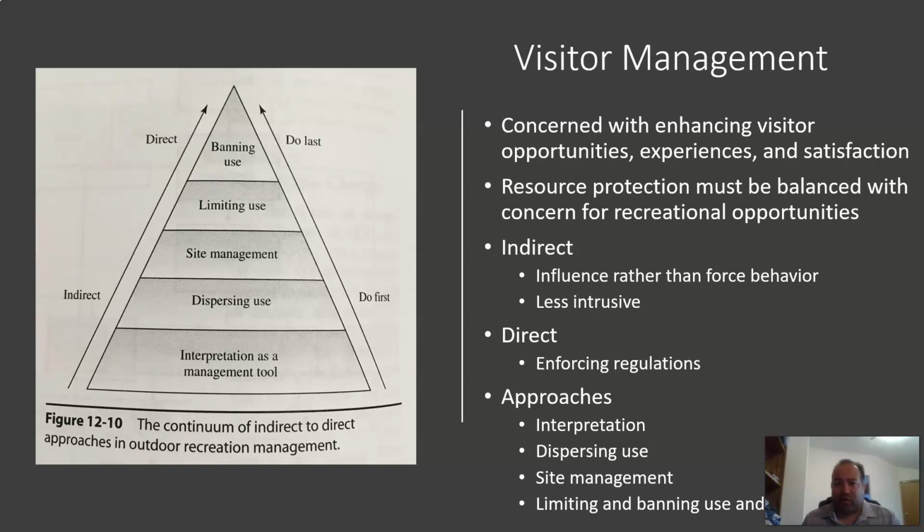Here we're also going to see direct and indirect ideas. When we've got direct ideas in terms of visitor management, we're enforcing regulations. We're telling people what has to happen. Indirectly, it's less intrusive, and we're trying to influence rather than force the behavior. So you're going to see things like signs or guides to tell you what to do, but we're not going to force you to do it. Whereas banning use or limiting use are ways of enforcing regulations, where it's direct management. So there are some different approaches: interpretation, dispersing use, site management, and limiting and banning use and activities. You can see on the left in the figure how it goes from indirect to direct in terms of those approaches.